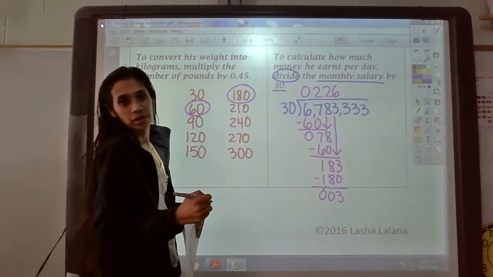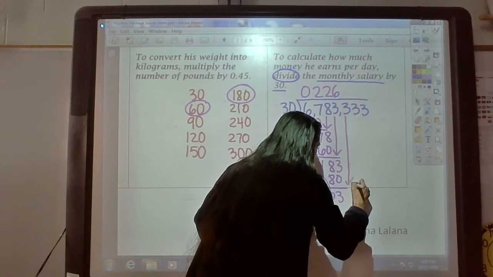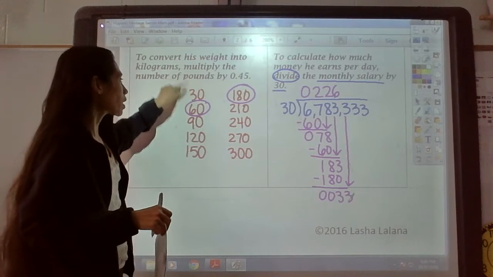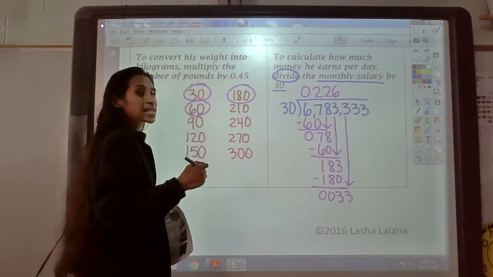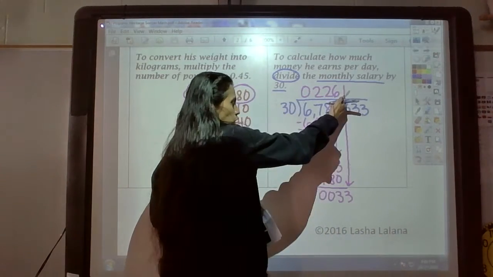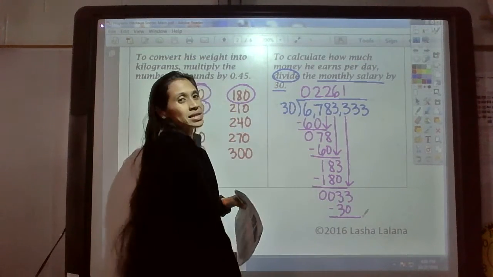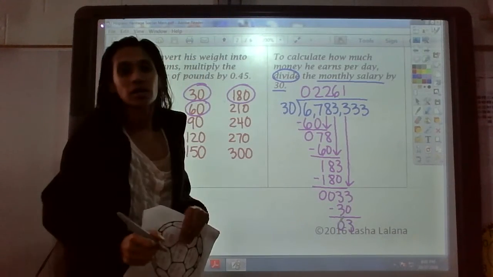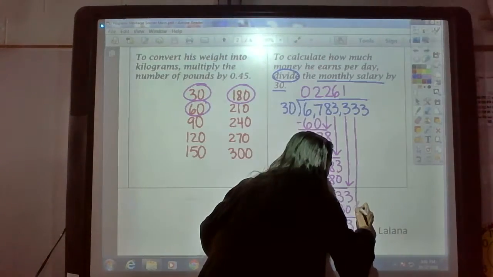Now what do I do? Bring down 3. That next 3 comes down, and I have 33. Let's look at our chart. We stop right there at the top. How many times is that? 1 time. 1 times 30 is 30. Subtract. 3 minus 0 is 3. 3 minus 3 is 0. Now what do we do? Bring down that 3 right there.